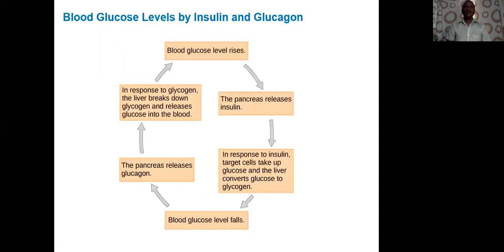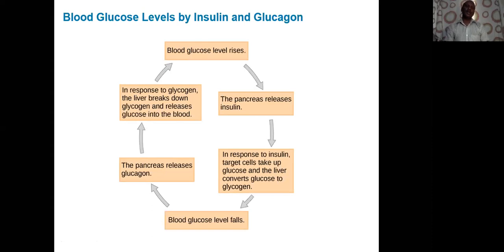Okay, coming to blood glucose regulation. In diabetes mellitus, we know there are increased blood glucose levels. We have discussed how diabetes mellitus progresses and what the causes are. Next, we see the hormones which regulate glucose metabolism and glucose levels.